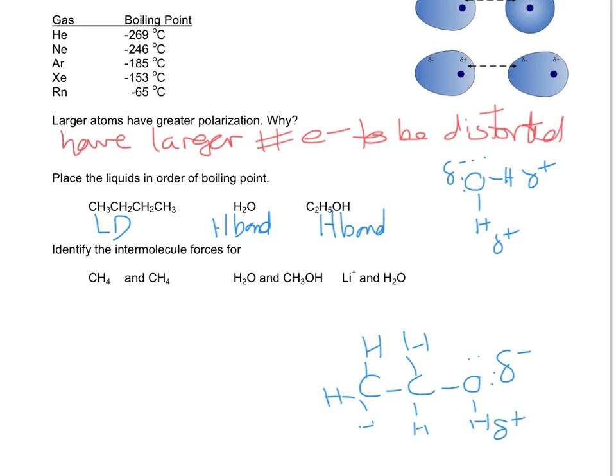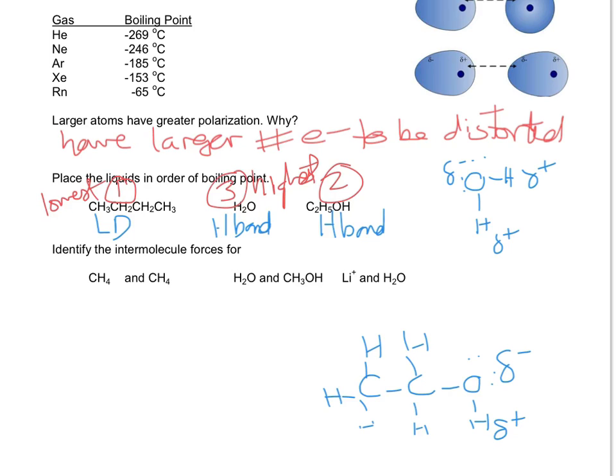Back to this question: the higher the intermolecular forces, the higher your boiling point, because the particles are so attracted to each other, they don't want to separate to turn into gas. So the highest boiling point would be water, followed by ethanol, followed by butane. So this is the lowest, and then water is the highest.